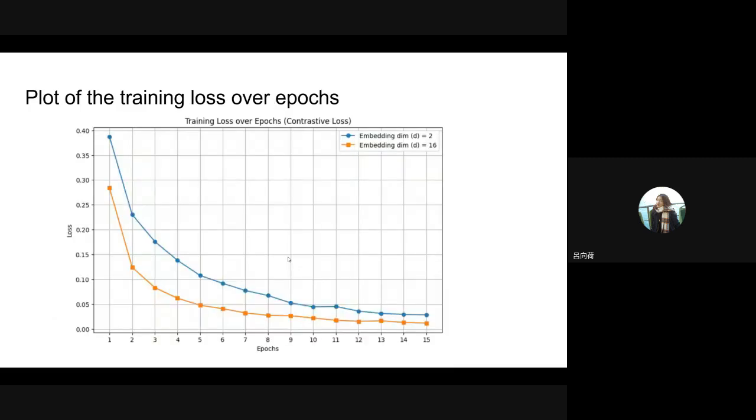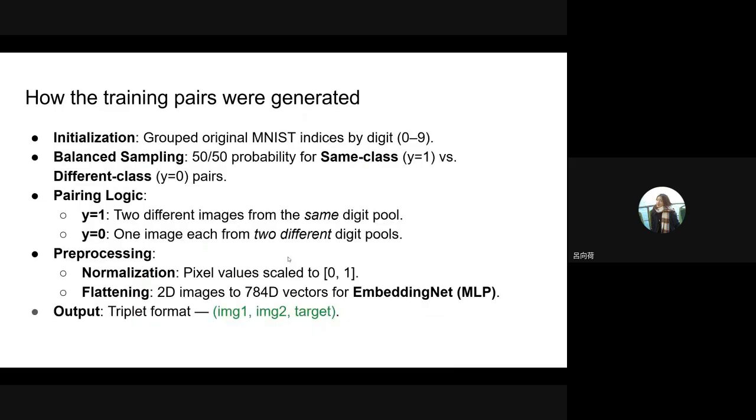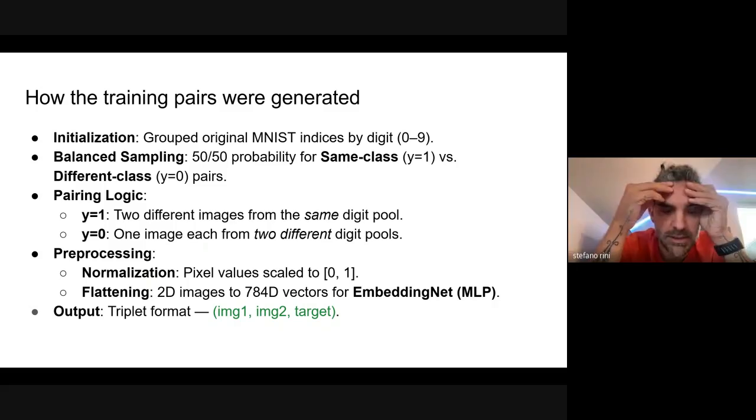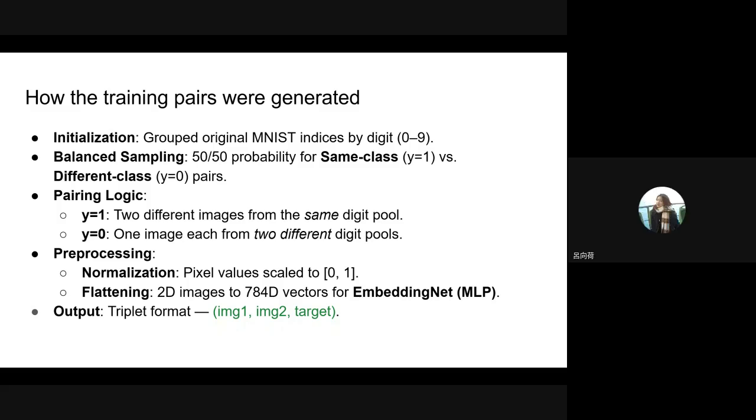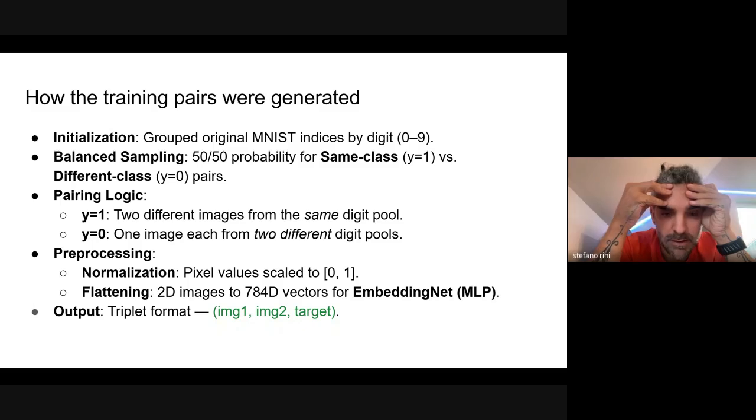And this approach ensures that our network receives a diverse and balanced set. Let me just understand this. So you have one network that generates two embeddings, right? Is that correct? So the output is a triplet, right? The output of the network is a triplet, correct? Yes. And target? So what's the size of image one? What's the size of image two? And what is the size of target?